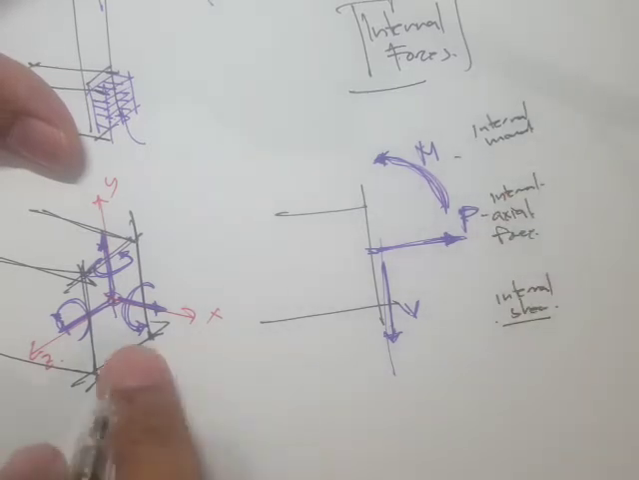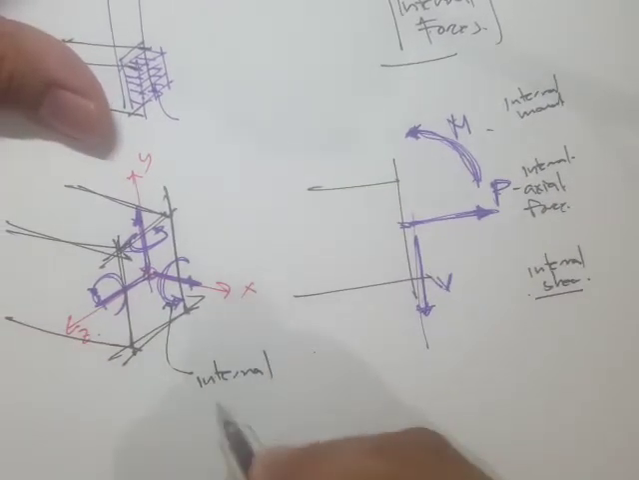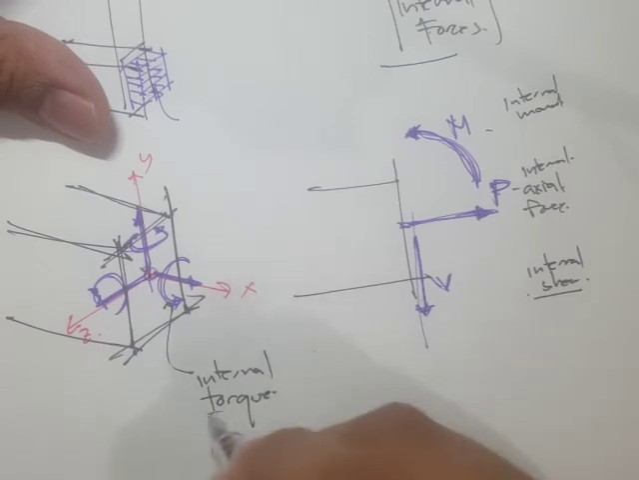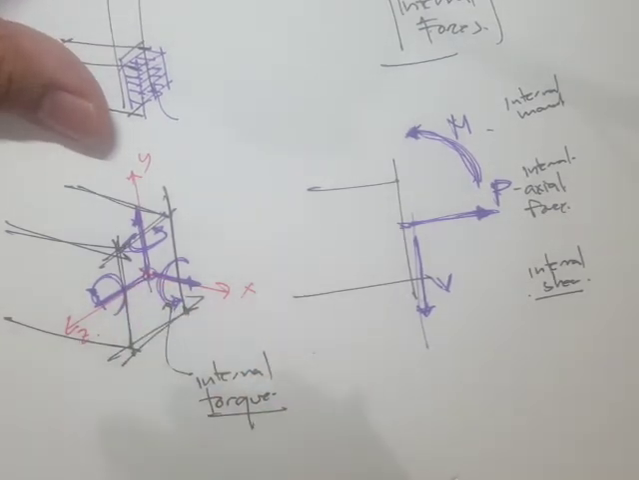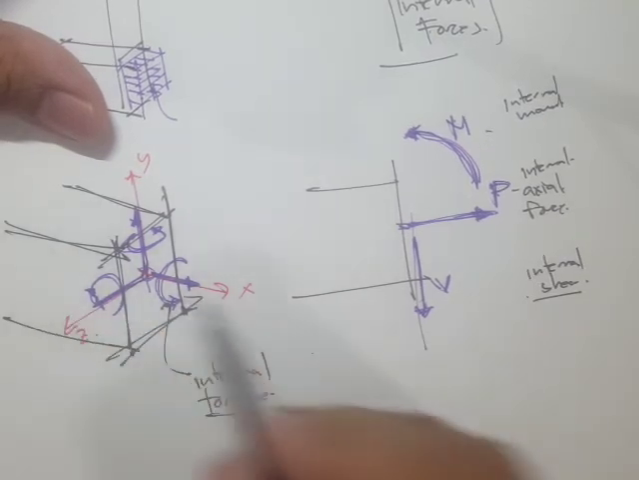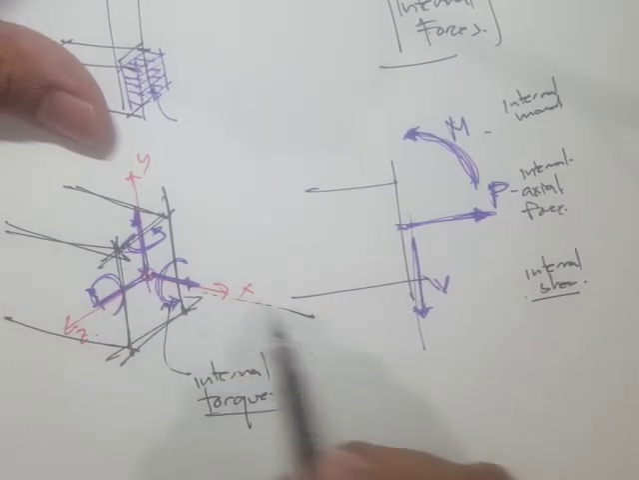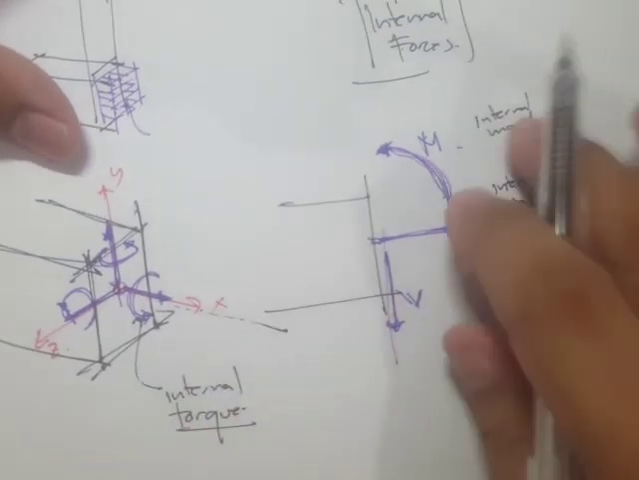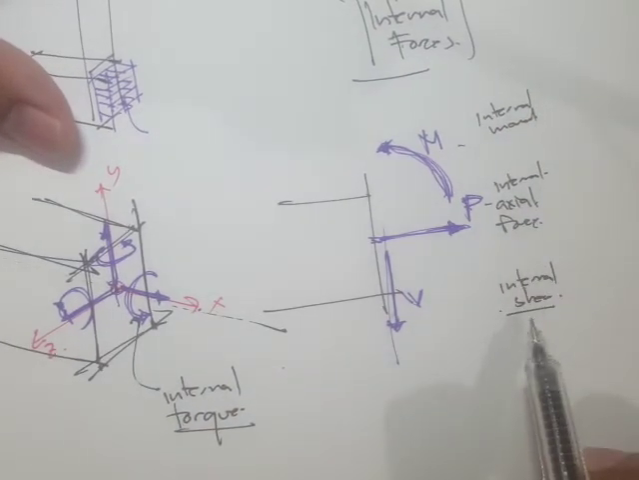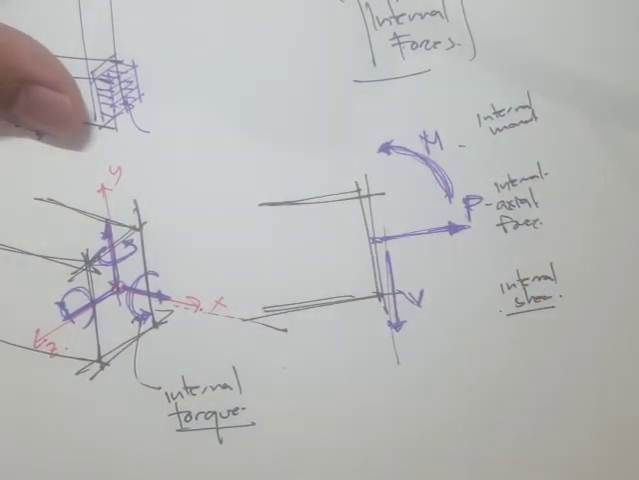And there's also another one right here. This is the internal torque. That's the specific term if we are referring to the rotation that produces rotation along the longitudinal axis. Here the longitudinal axis is our x. So this is internal torque, internal moments, internal axial force, and internal shear. Depending upon the type of structures or the type of members, not every one of these is present.